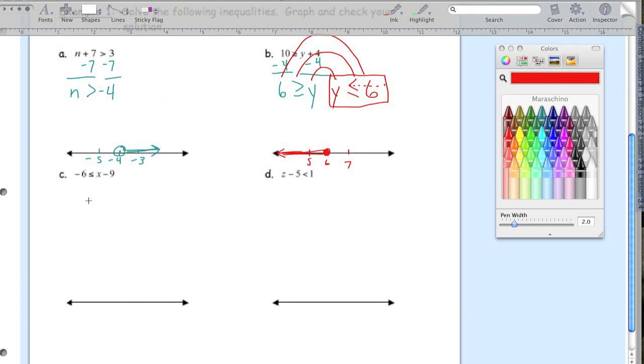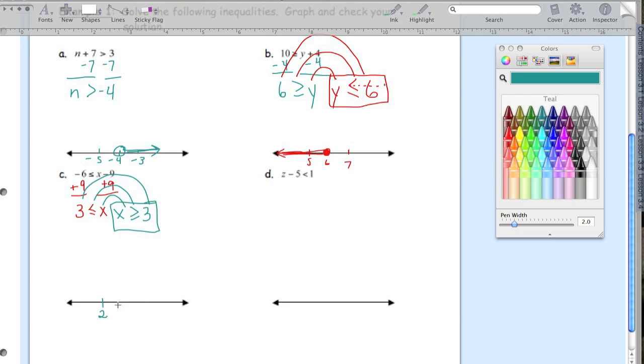2 more on this page. Negative 6 is less than or equal to x plus 9. So I'm going to add 9 to both sides. I'm going to get positive 3 less than or equal to x. Again, I want my variable on the left side, so the x goes here, everything flips. So this is my actual inequality.